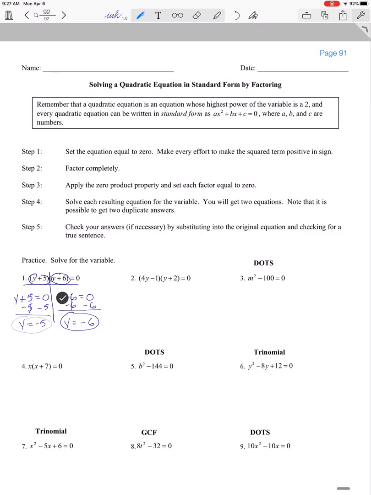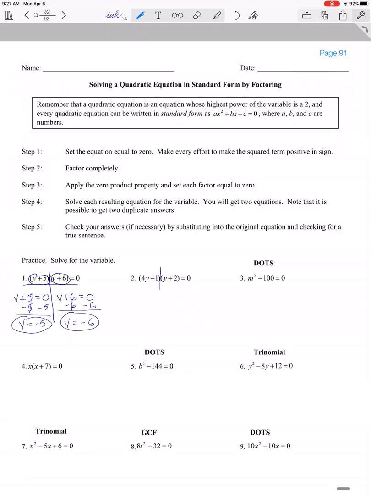When we solve quadratics, it's always going to be two answers. You're going to have two answers each time for a quadratic. And if we remember, a quadratic has a squared. This doesn't have a squared just because it's already been factored for us. So let's take a look at number 2.